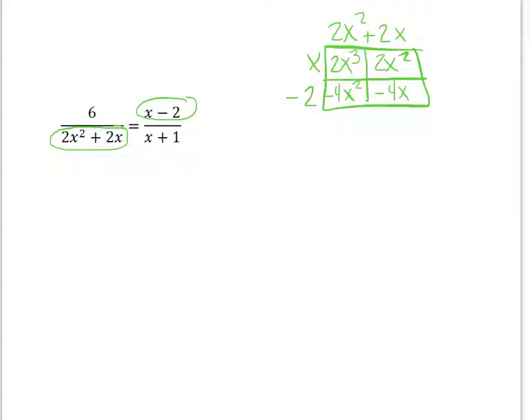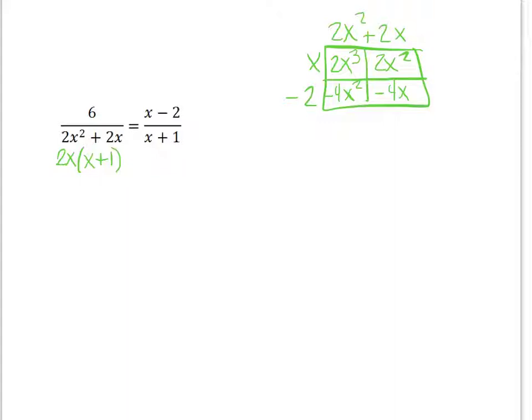I wonder if there's something else I can do. What if I took out a 2x on the bottom here? If I did that, I would get x plus 1. Now notice I have an x plus 1 here, and there's an x plus 1 here. Think in common denominator. Let's see what that does for us.